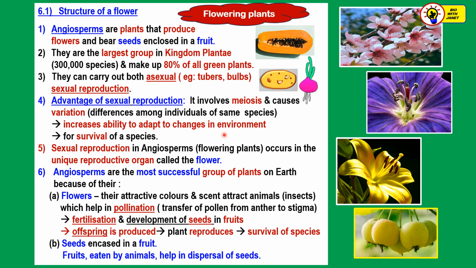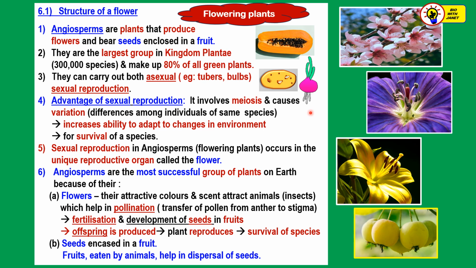In case there is a change in the environment, for example, the climate may become hotter, or maybe a disease spreads. So some of the individuals in the species may be able to adapt to the changes, whereas others cannot. So those that survive will be able to continue to reproduce for the survival of the species. So that's the importance of sexual reproduction in plants.